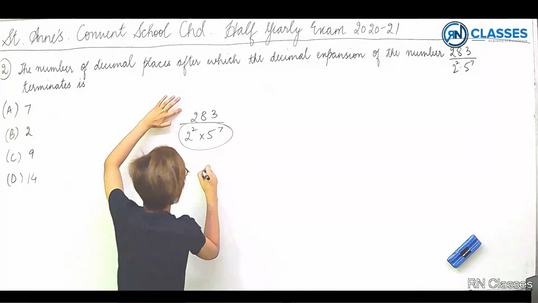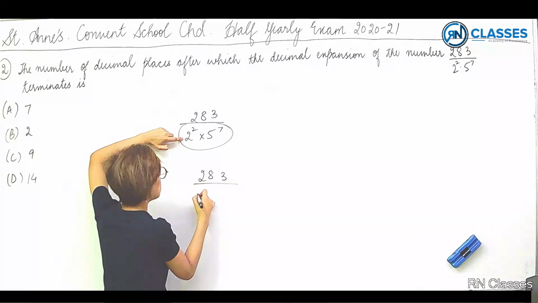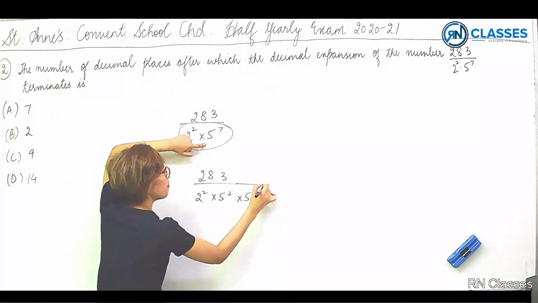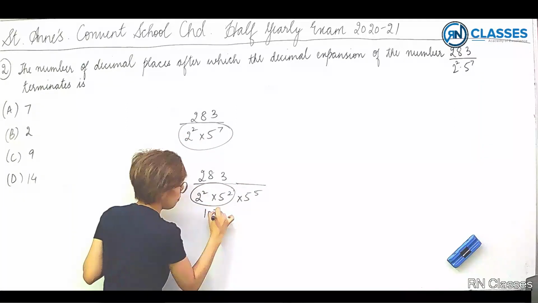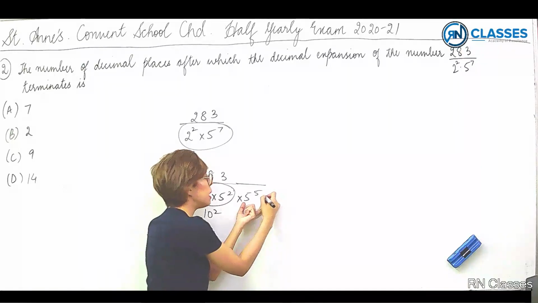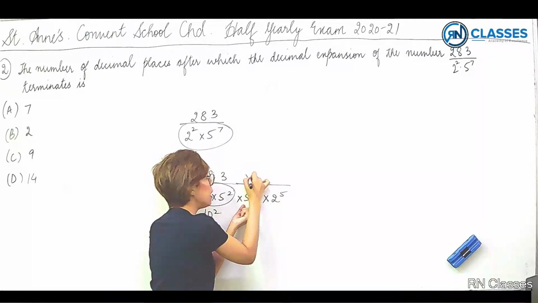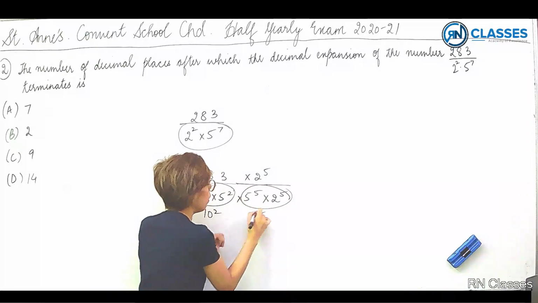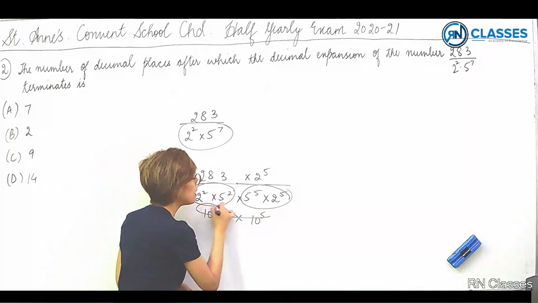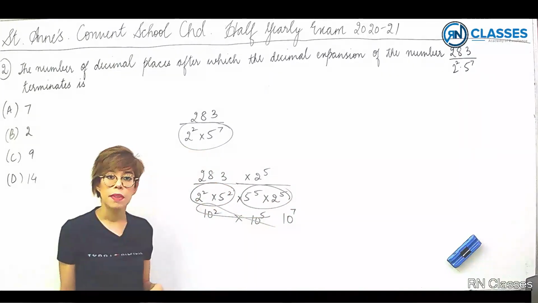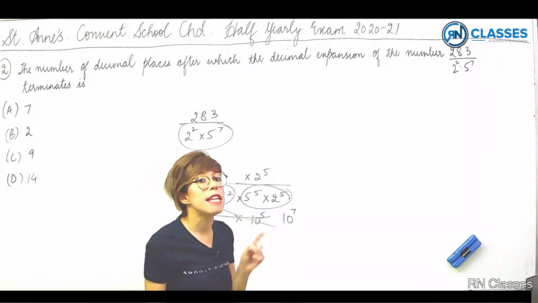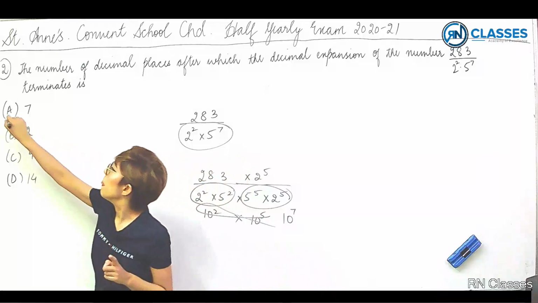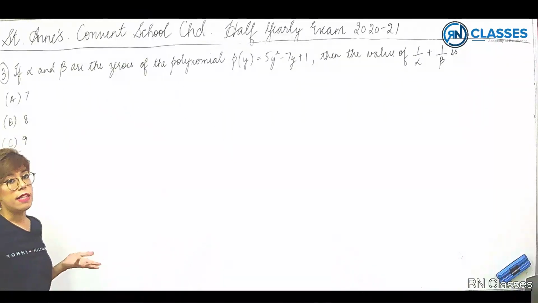Now, obviously, this is 283 divided by. Now, I can write this as 2 square and 5 square into 5 raised to power 5. Right? From here, obviously, I'll get 10 square. Now, for here, what I'll do is I'll multiply by 2 raised to power 5 and divide by 2 raised to power 5. So, consequently, I'll get 10 raised to power 5. Right? So, ultimately, I will get 10 raised to power 7. Right? So, that means after 7 places will the decimal expansion of this number terminate. So option A. Alright, so the next one.